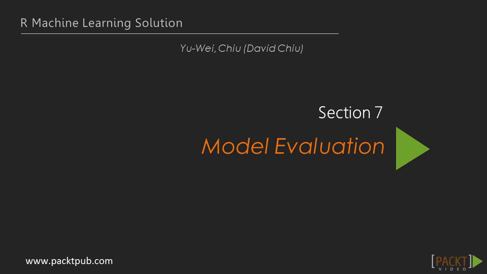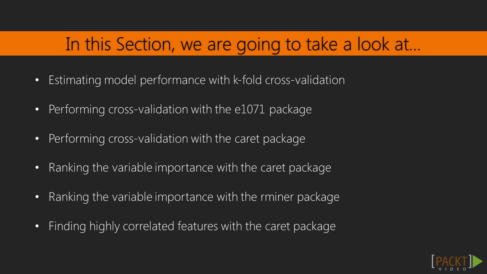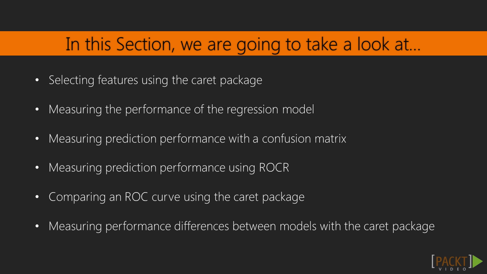Welcome to the 7th section of this course, Model Evaluation. In the previous section, we took a look at neural networks and support vector machines. In this section, we will discuss how one can implement a simple R script or use one of the packages, for example caret or rminer, to evaluate the performance of a fitted model.